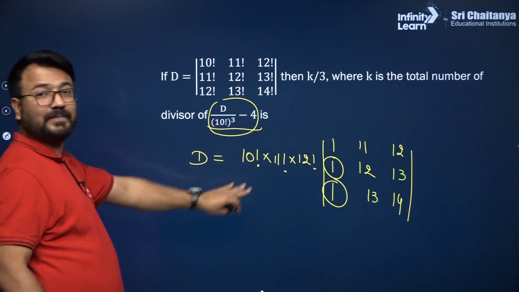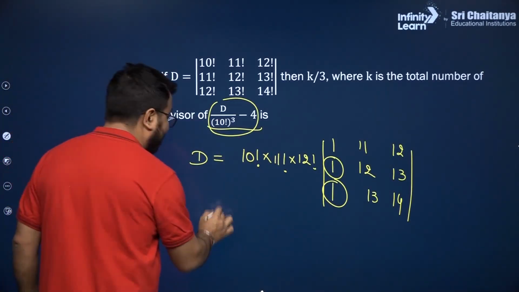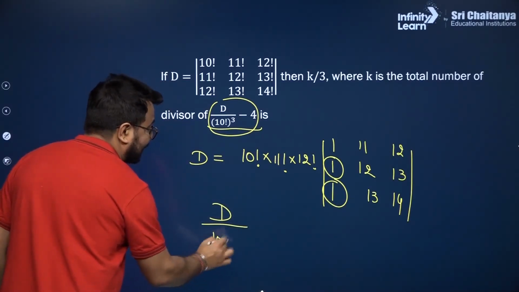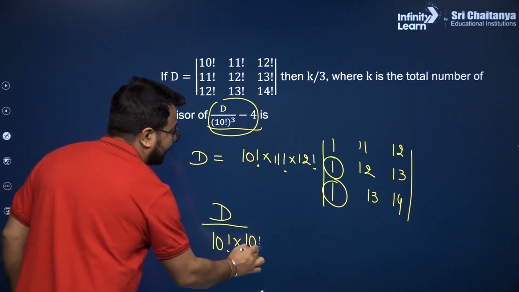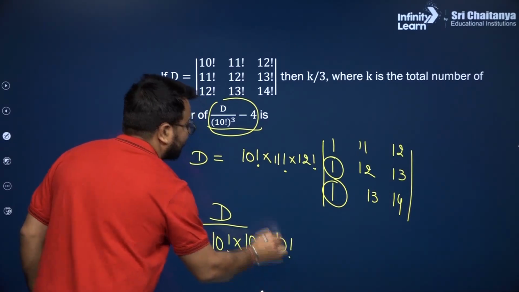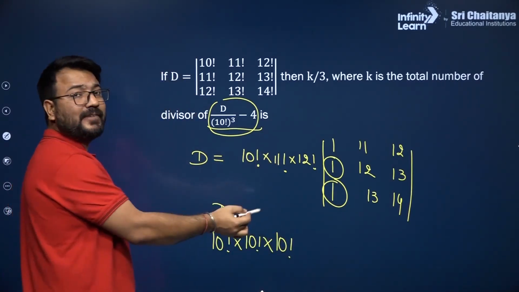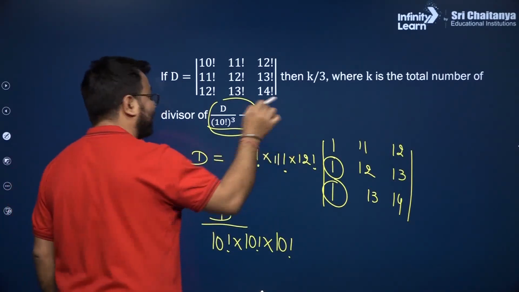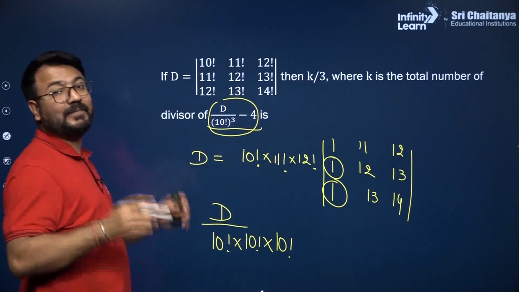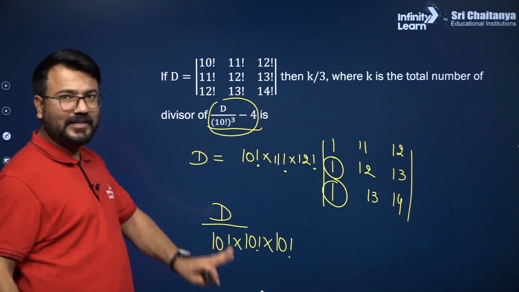Okay, once I am able to simplify this, if I divide D by 10 factorial, 10 factorial, 10 factorial, what will happen? If I divide by 10 factorial, this will be eliminated. 11 factorial upon 10 factorial, 11 will come. 12 factorial upon 10 factorial, it will be 11 into 12. I hope you are able to understand this.